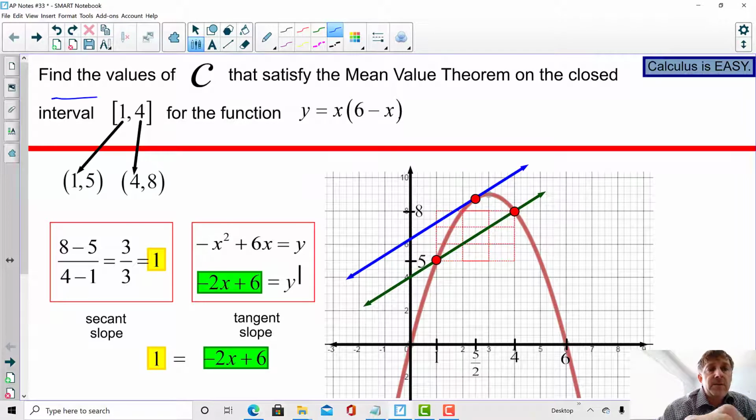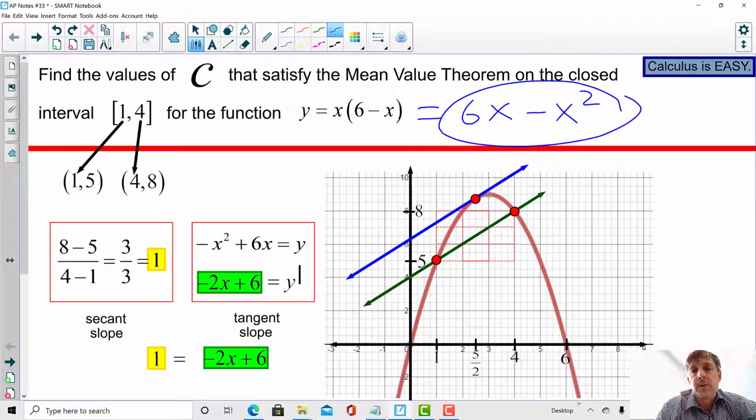Okay, we want to find the values of C that satisfy the mean value theorem on this closed interval from 1 to 4. Our function is actually going to be 6x minus x squared. Now, because this is a polynomial, our function is going to be continuous everywhere and differentiable everywhere. So that means it will satisfy our conditions.